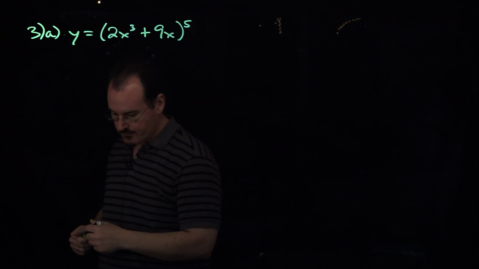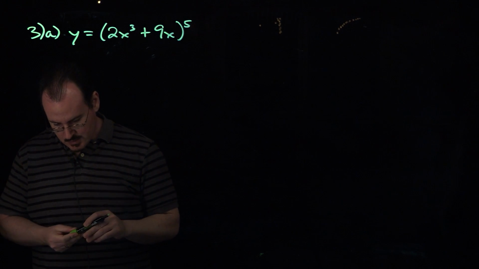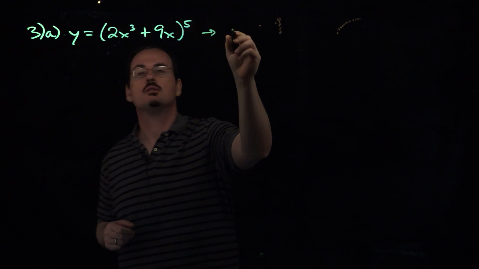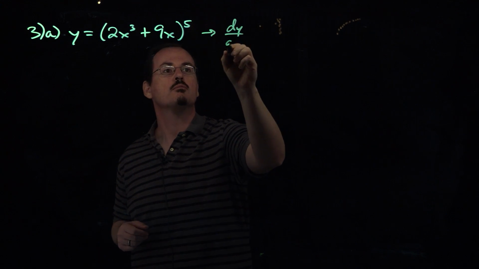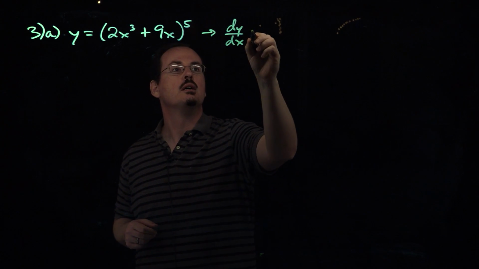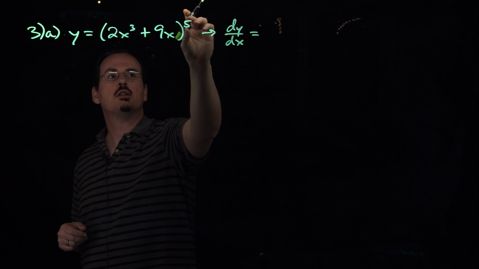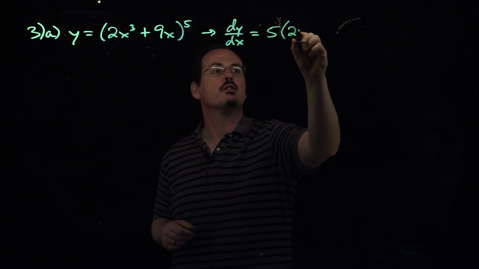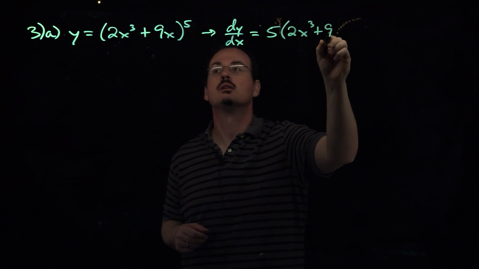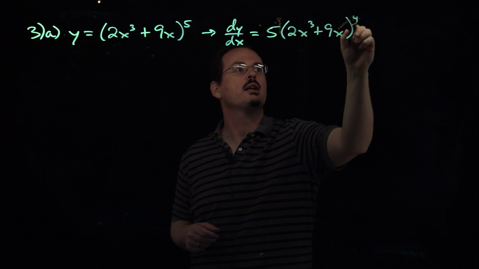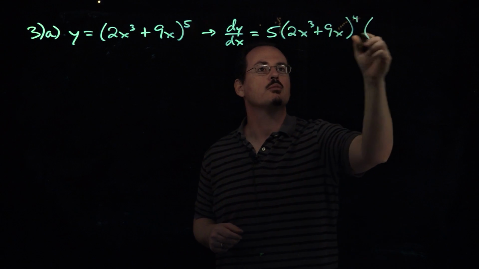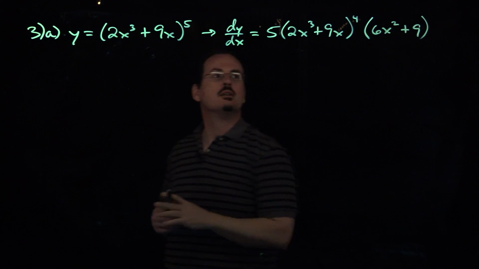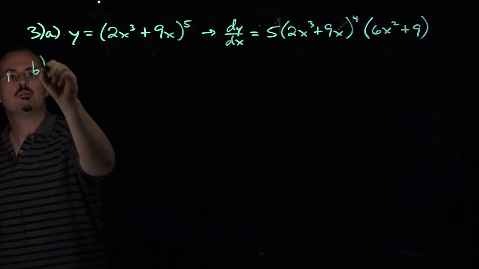Doing problem 3, section 4.3. Part A I have got written up here already. Let's just use our general power rule or chain rule to take the derivative here. Remember that the general power rule says we take the exponent, put it in front, leave the inner function alone, lower that power by 1, and then we take the derivative of the inner function and multiply. So we get 6x squared plus 9. So there's our derivative of that one.